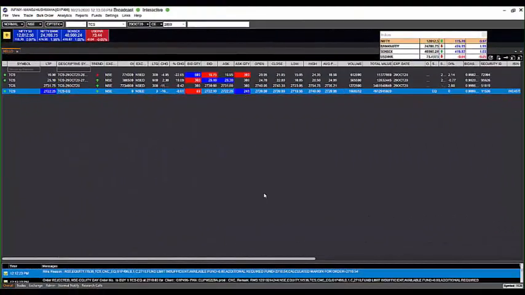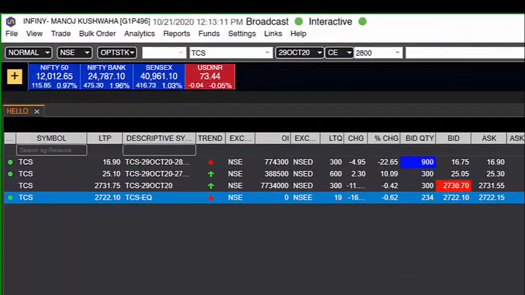So this is what the Infinity Trading Terminal looks like. First off, you would like to place a buy limit order. For placing a buy limit order, first check the current market price of TCS share.